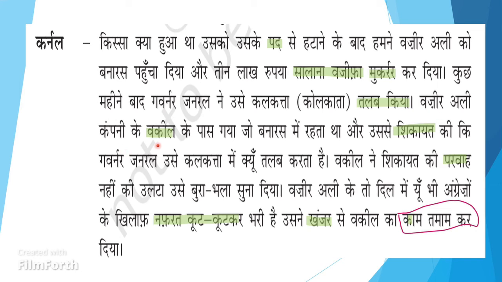वजीर अली कंपनी के वकील के पास गया जो बनारस में रहता था. Now he went to the lawyer of the company who was staying in Banaras और उससे शिकायत की कि गवर्नर जनरल उसे कलकत्ता में क्यों तलब करता है. And he complained to him: why was the governor general summoning him to Kolkata?